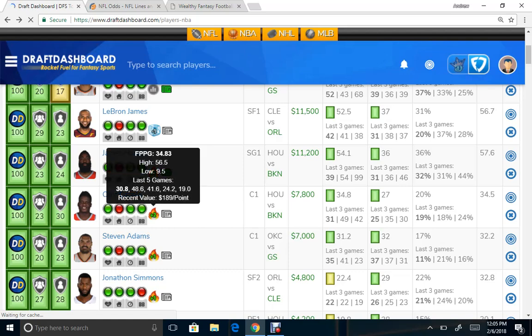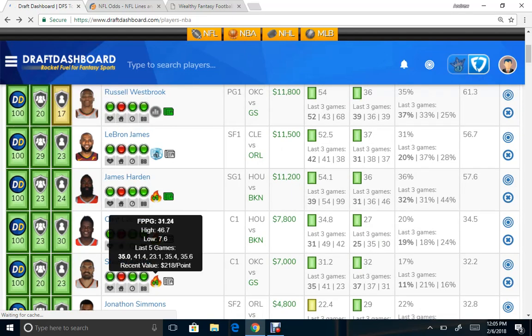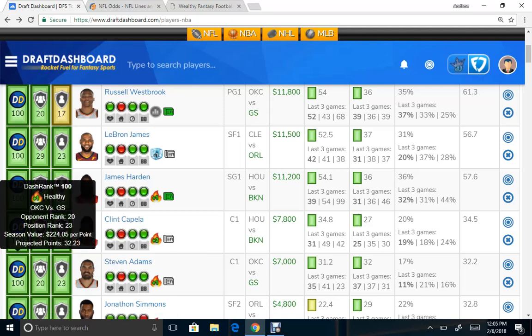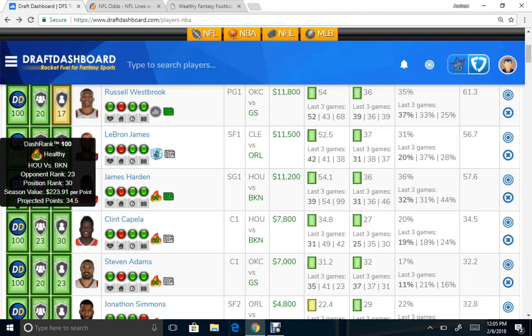There we go. $189 per point costing you with Capella. And then for Adams, just to compare, I bet you it's higher. Adams costing you $218 per point. And you can even look at it for the season. Adams $224 and Capella $223. So you could say and argue that they're going to fall back to their season average on year, but we're just looking at one game for tonight.